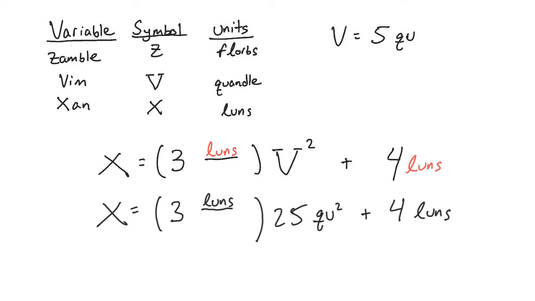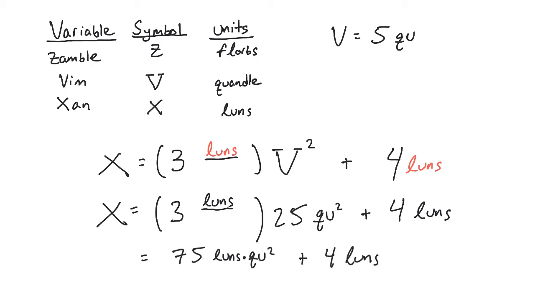All right, so hopefully you can start to see it now. We're almost there. We've got luns here. That's the unit for Zan. That works. And then we got it up here. But if we were to multiply this out as it stands right now, we would get the wrong answer. For example, I'll just write that. If we were to multiply this out, you'd get 3 luns, or 3 times 25, which is 75. So let me just write the correct math. You get 75, and the units would be luns multiplied by quandle squared plus 4 luns.